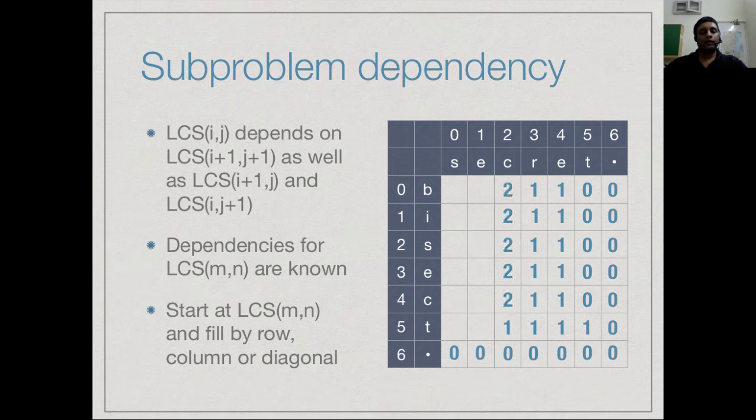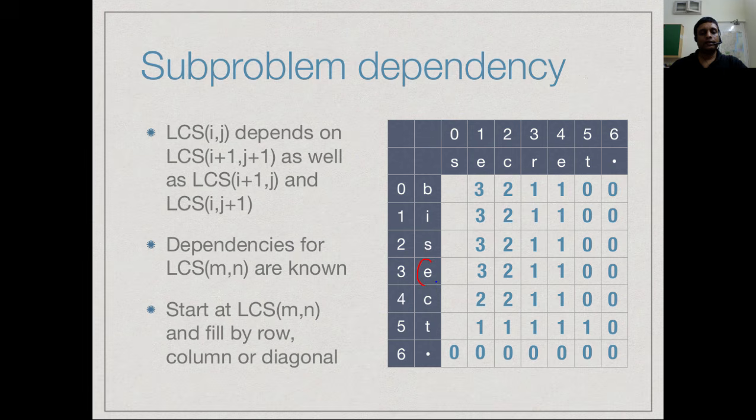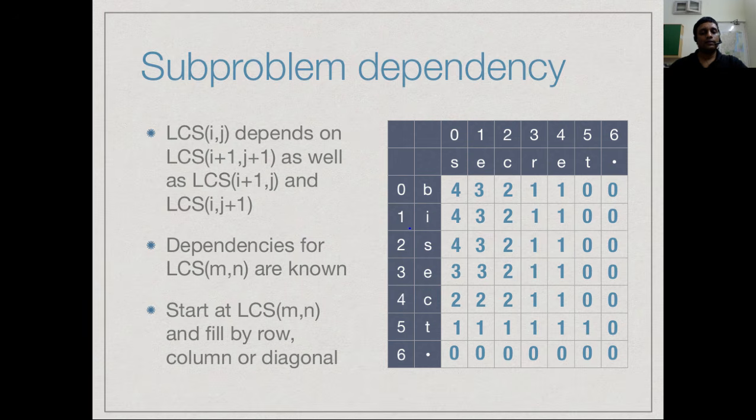Now I get some additions. Okay, when I reach C and C, it is 1 plus LCS of i plus 1, j plus 1, so I get a 2. Likewise, when I go to the next column, when I reach E and E, it is 1 plus LCS of i plus 1, j plus 1, so I get a 3. And finally, when I reach this S and S, I get this 4, and now this 4 propagates because here I take the max of these two, so I get this 4. Max of these two, I get 4. So in this particular case, LCS of 0, comma 0 is my answer.